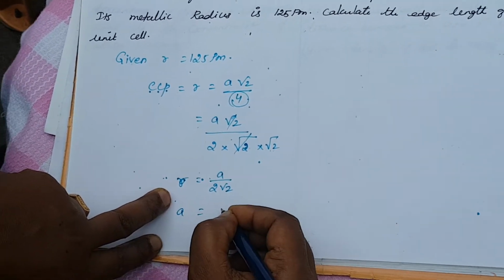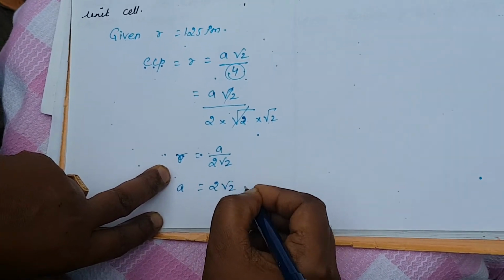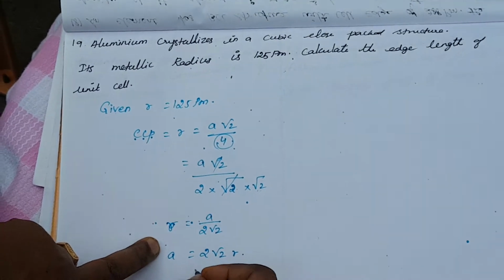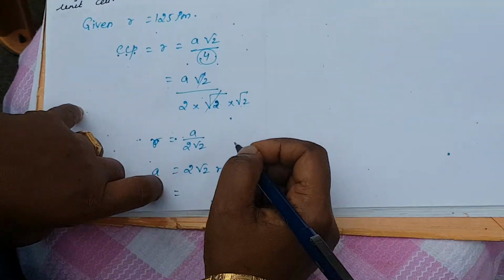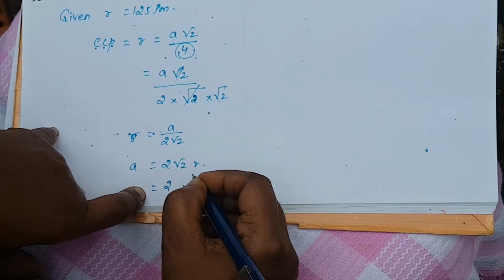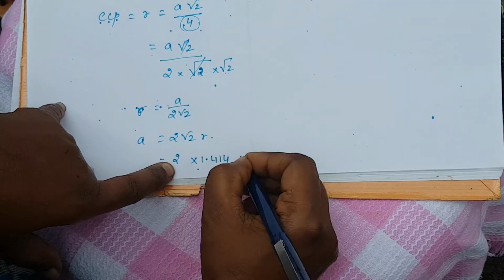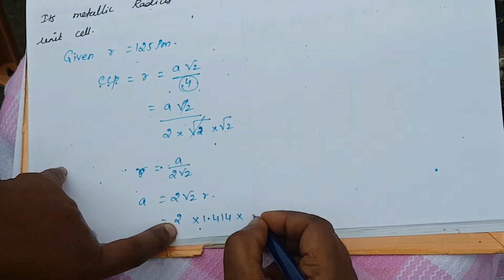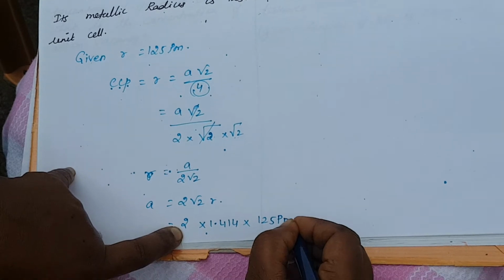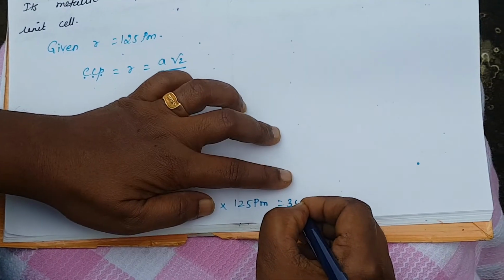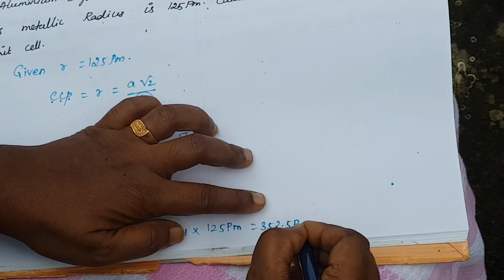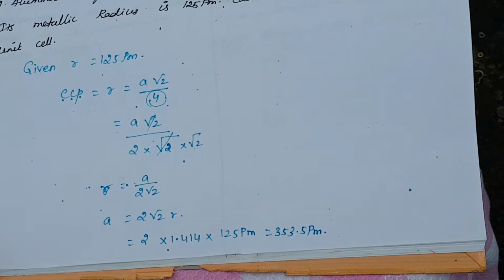So a equals 2 square root of 2 into R. Now you substitute the R value. What is the R value? 2 into the square root value 1.414, into the R value 125 pm, equal to 353.5 pm.